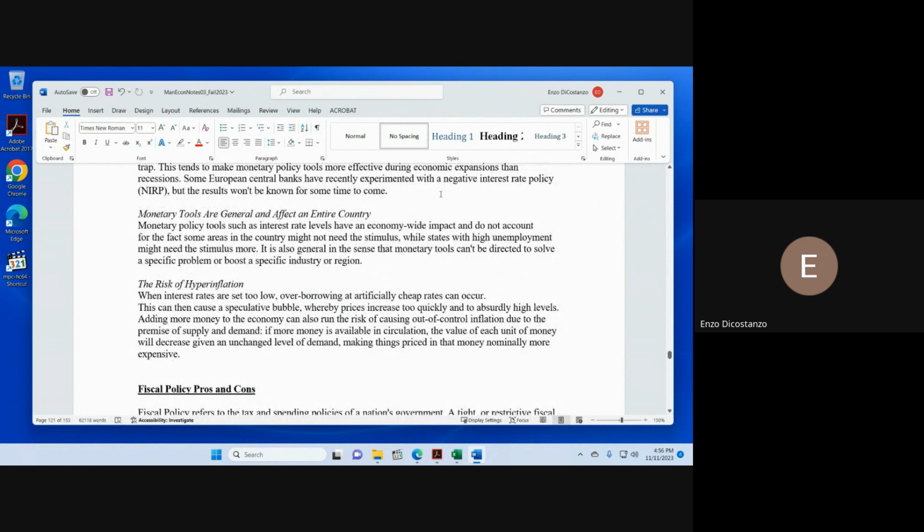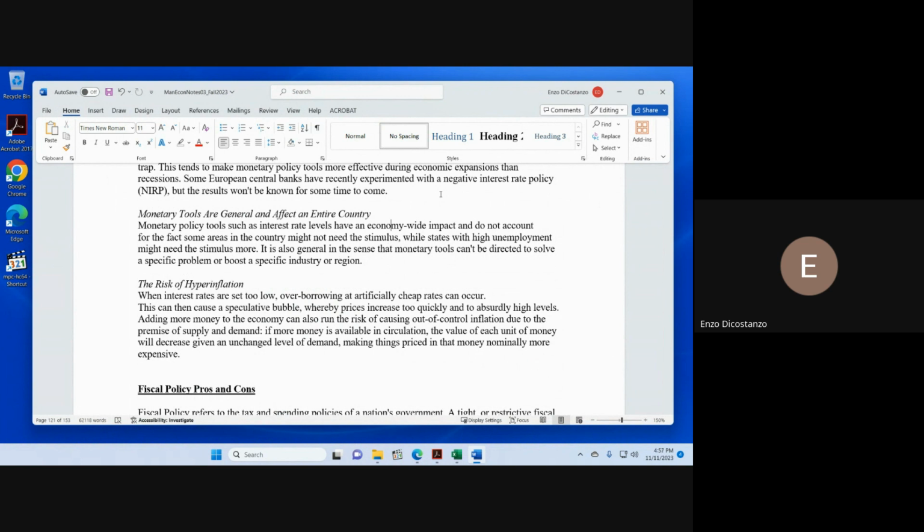Monetary policy tools are general and affect an entire country. They have economy-wide impact and do not account for the fact that some areas of the country might not need the stimulus, while states with high unemployment might need it. So again, how much Montana and Idaho are impacted, that part of America, versus Denver or Los Angeles or Austin, Texas might be a little bit different. Monetary policy tools can't be directed to solve a specific problem or to boost a specific industry or region.